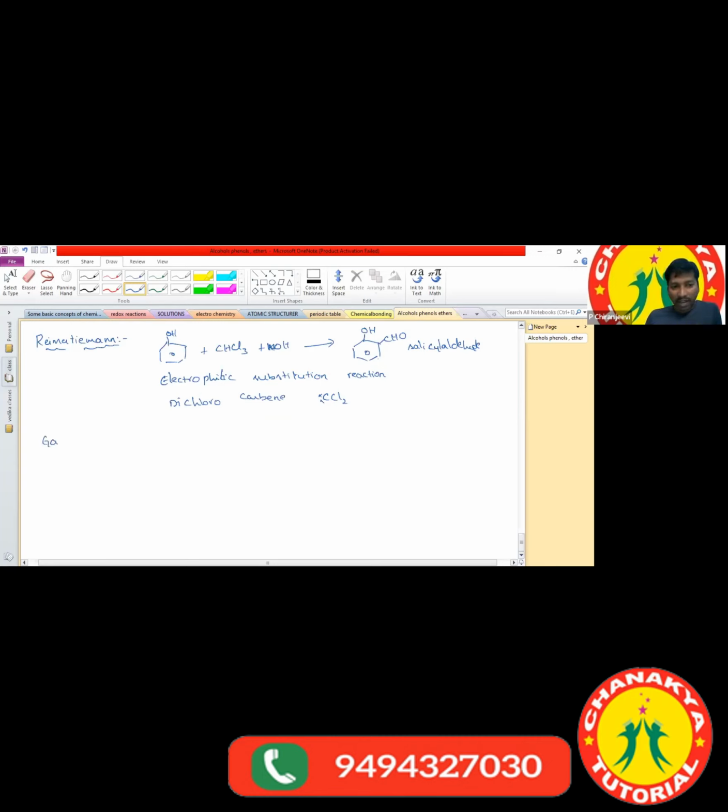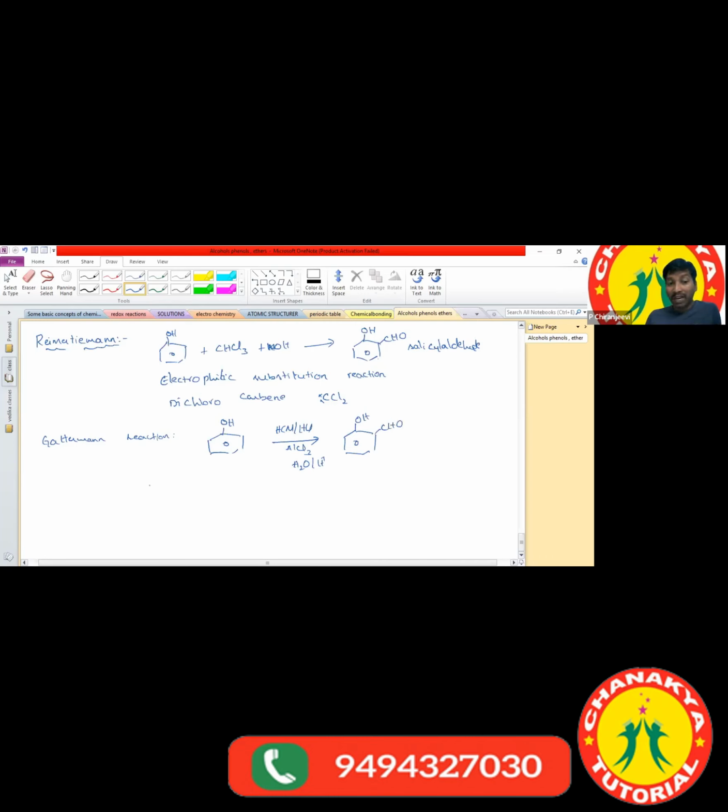Okay, next, the Gattermann reaction. What is the Gattermann reaction? When phenol is treated with hydrogen cyanide in presence of HCl and AlCl3, and then hydrolysis with H2O plus H plus, it also forms salicylaldehyde.